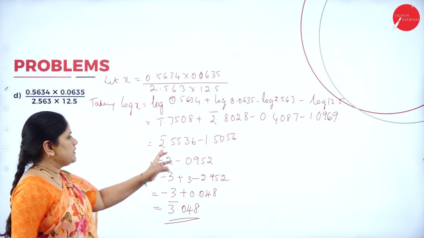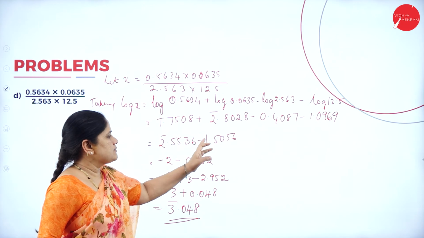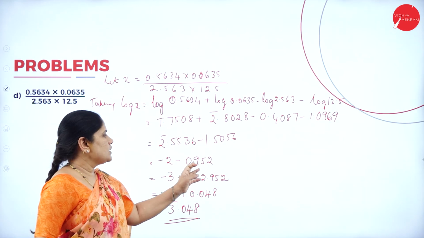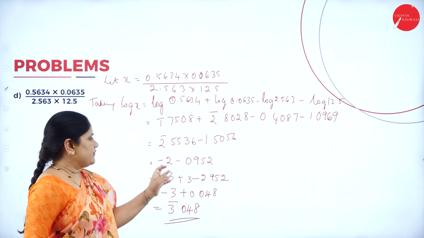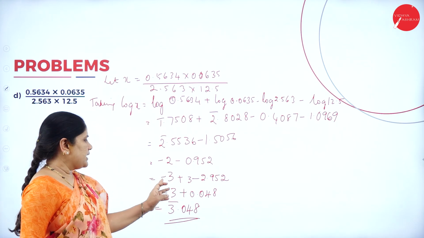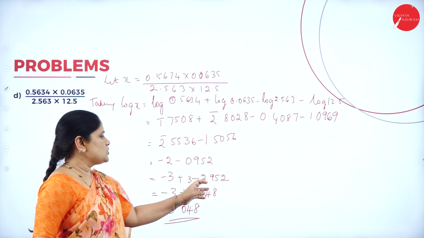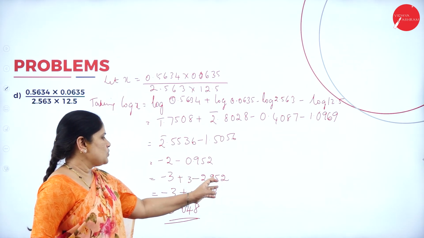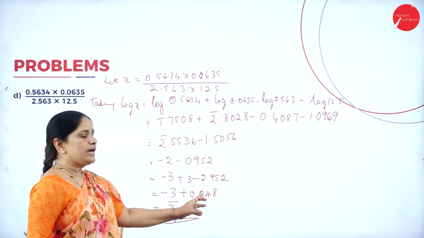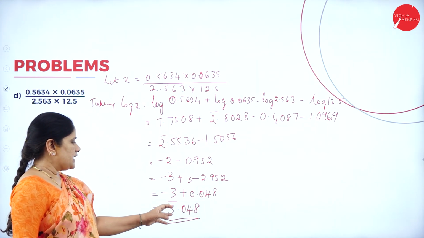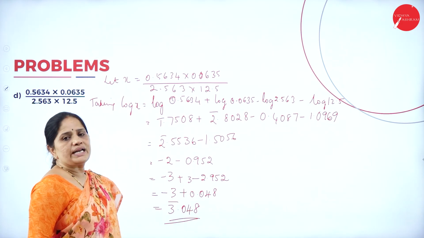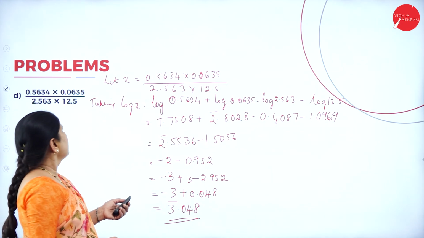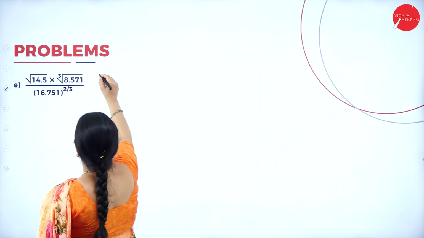Now when I simplify 2 bar 0.5536 minus 1.5056, I get minus 2 minus 0.952. Then when I have to take this minus sign, I will write it as minus 3 plus 3 minus 2.952. So when I simplify plus 3 minus 2.952, I get 0.048. So minus 3, I keep it as it is. 0.048 is the answer. So this is how we have to simplify this. Now the next problem here.